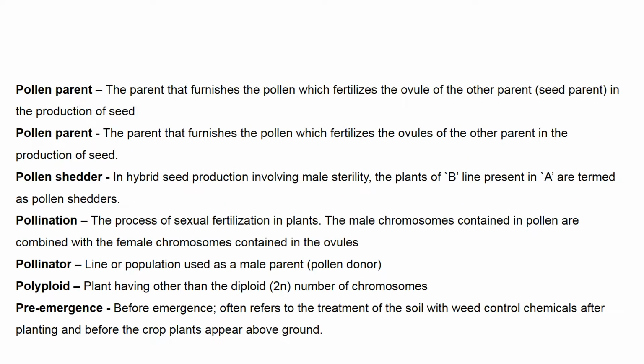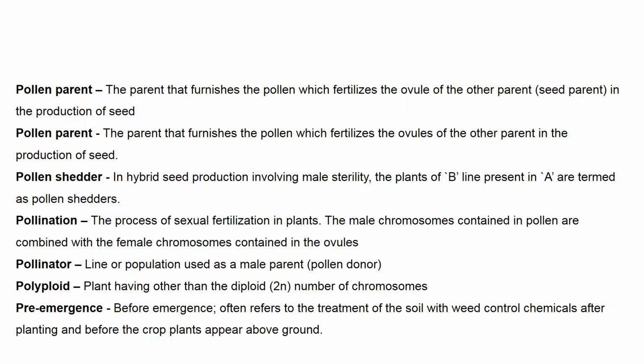Pollen parent, parent that furnishes the pollen which fertilizes the ovule of other parent in the production of seeds. Pollen shedder, in hybrid seed production involving male sterility, the plants of B lines present in A line is pollen shedder. Pollination, the process of sexual fertilization in plants. The male chromosome contained in pollen are combined with the female chromosome contained in the ovules. Pollinator, line or population used as a male parent, that is donor. Polyploid, plant having other than the diploid number of chromosomes.